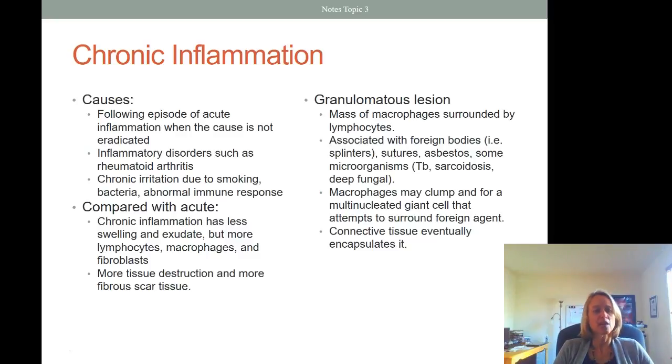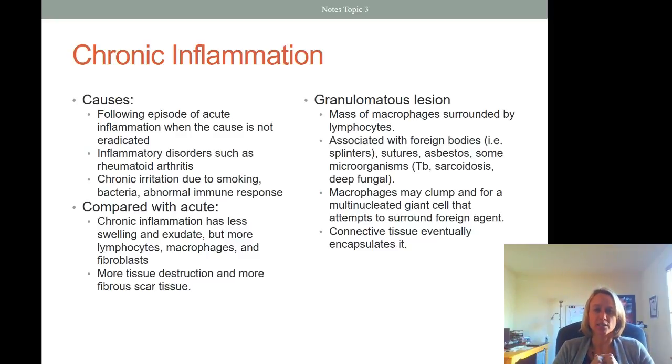Chronic inflammation. Chronic inflammation can be caused when acute inflammation is not eradicated, when the cause of it is not eradicated. Chronic inflammation occurs in various inflammatory disorders, such as rheumatoid arthritis. It's also common when we have chronic irritation, like due to smoking or bacteria, or an abnormal immune response. When we compare chronic inflammation with acute inflammation, we find less swelling and exudate with chronic inflammation, but there are more white blood cells, and more fibroblasts, and more tissue destruction, and more scar tissue.